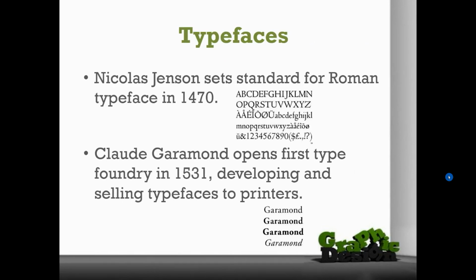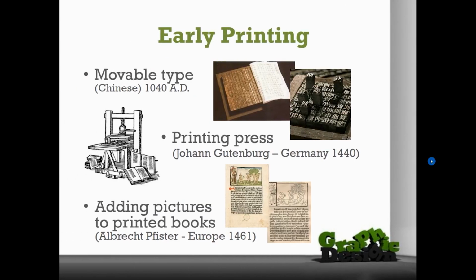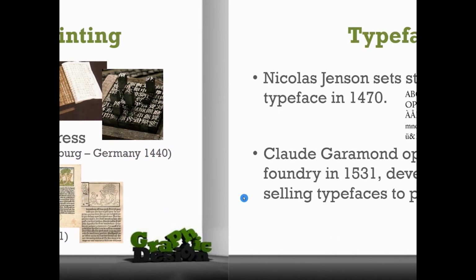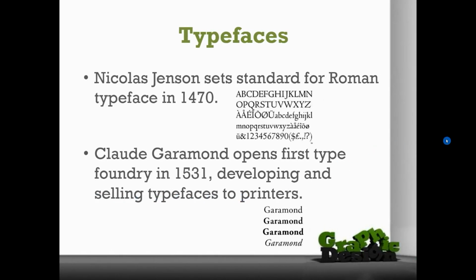Nicholas Jenson decided he was going to create a Roman typeface. If you look back here, you can see these characters and the text that are in here. This is called black letter. People might refer to it more specifically as calligraphy. So then Nicholas Jenson decided to create more of a standard Roman typeface. So any of the text that you see on this page is considered a Roman typeface, that it's not the calligraphy and all that kind of stuff. It's just plain old text as we see it today.